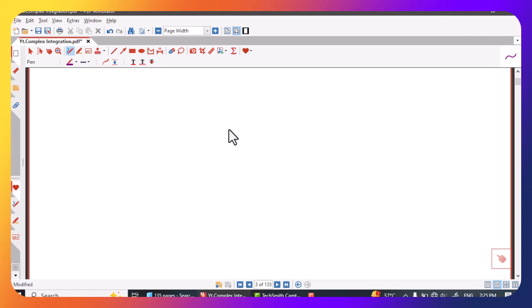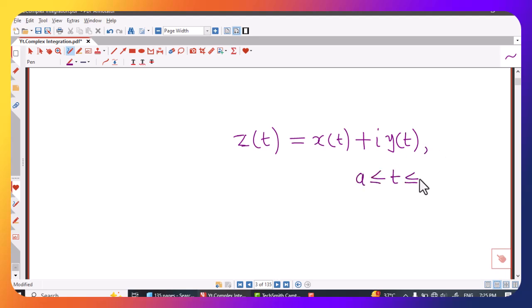So we again recall, we started with a curve in the complex plane. A curve in the complex plane can be represented as z(t) equal to x(t) plus i times y(t), where t lies between two real numbers a and b, and these two are functions of the variable t, and they are continuous functions of t. So this represents a curve or arc in the complex plane.